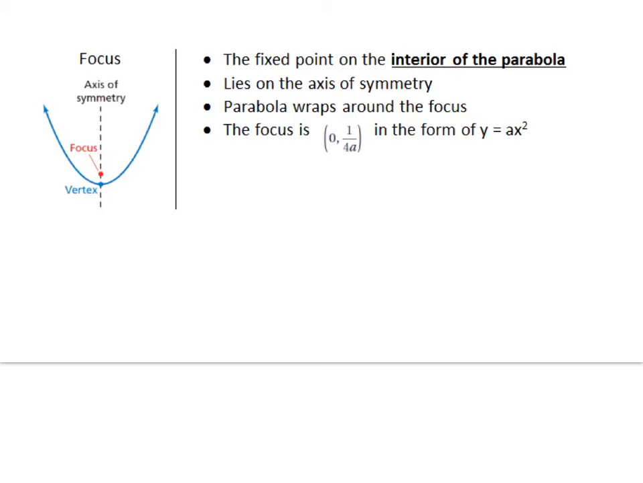So if the parabola opens up, it's going to be above the vertex in that picture you see on the left. If it's opening down, the focus is going to be below the vertex. It's inside of the parabola. It does lie on the axis of symmetry, and it's going to be a little distance away from the vertex. The parabola wraps around the focus, and the formula we'll be using is the point (0, 1/(4a)). We're going to use this formula to find the exact coordinate of the focus, and we'll use the form y equals ax squared.